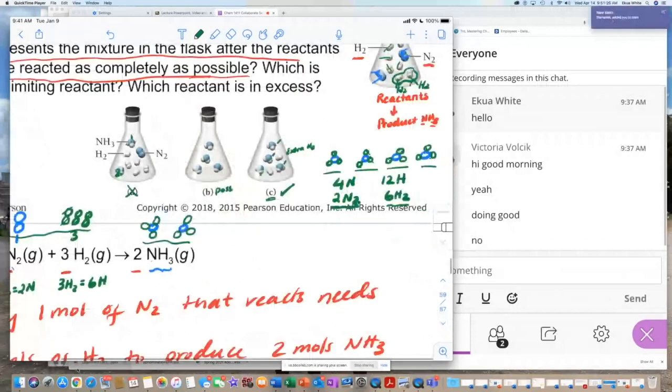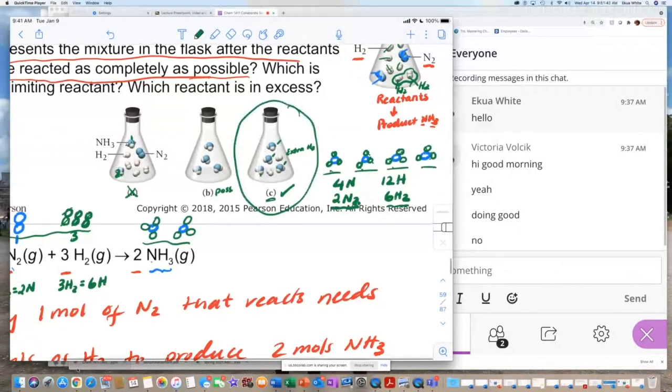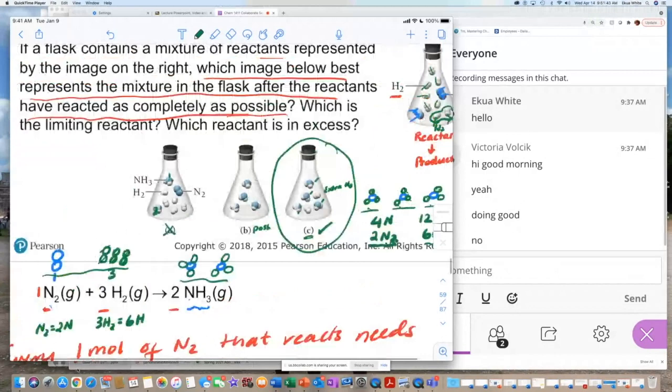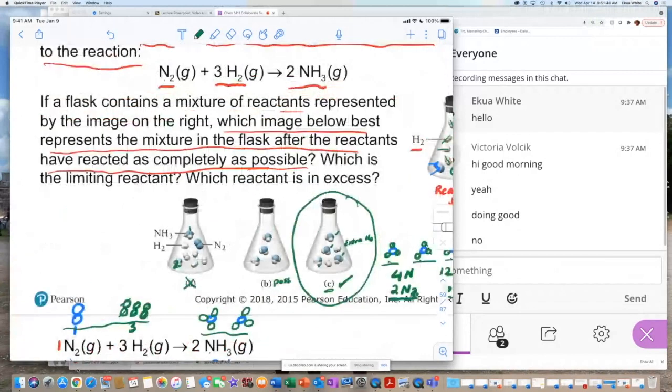I am going to make 4 NH3s like I just showed you in the picture right here. But I'm also going to have 2 H2s that did not have anything to react with. Okay? So C should be my answer. So based on that, C will be my answer for the first part.